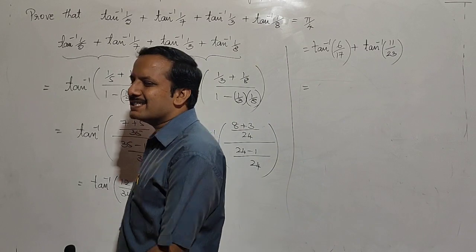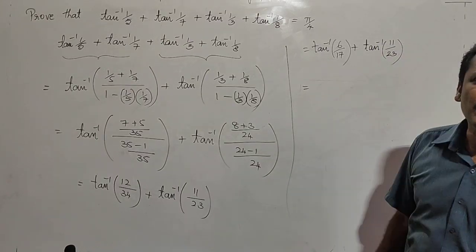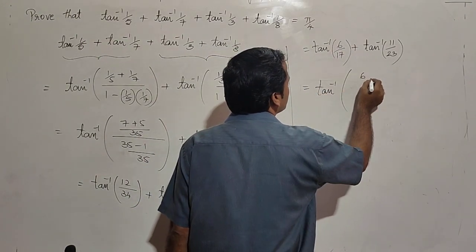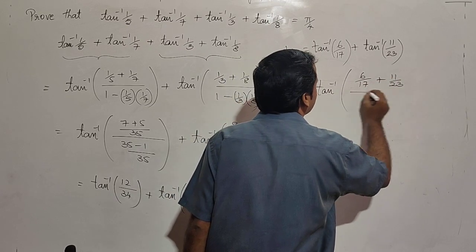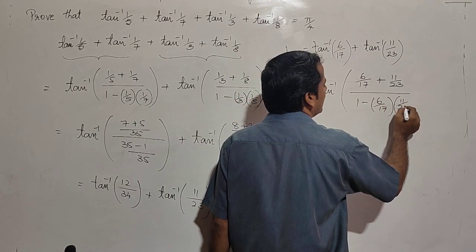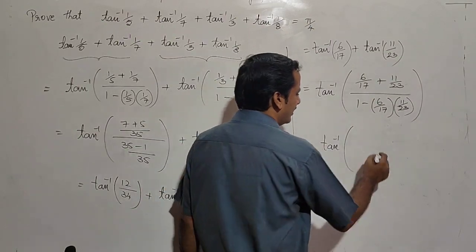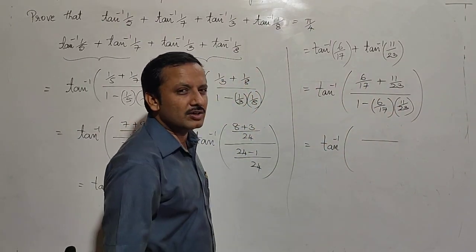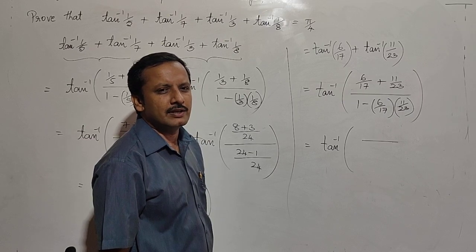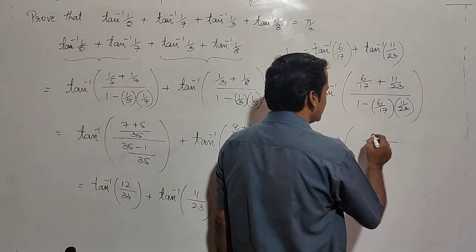Okay, so again this is of the form tan inverse x plus tan inverse y. Tan inverse x plus tan inverse y, which is equal to tan inverse of x plus y by 1 minus xy. That formula I would like to use here. Tan inverse of x plus y, 6 by 17 plus 11 by 23 divided by 1 minus x into y, 6 by 17 into 11 by 23. That's equal to tan inverse of, take LCM here, 23 into 17. 23 into 10 is 230 plus 23 into 7. 23 into 7 is 161. Okay, 230 plus 161, which is 391.